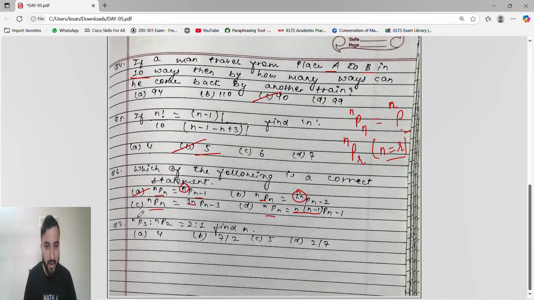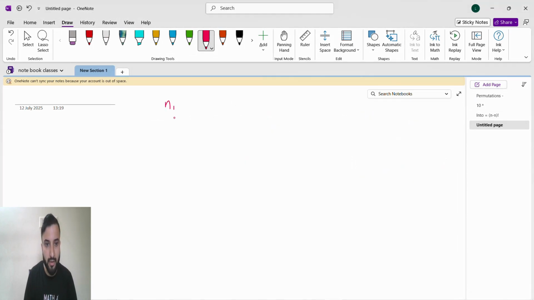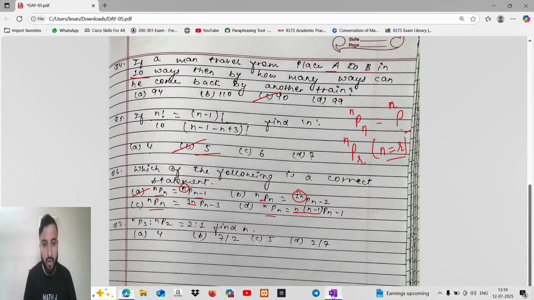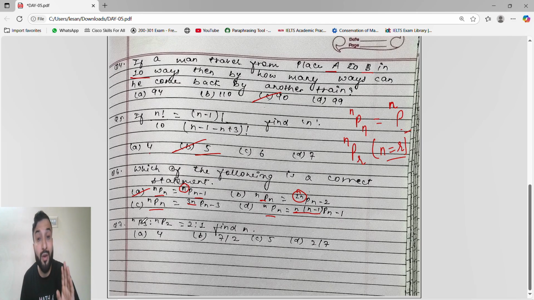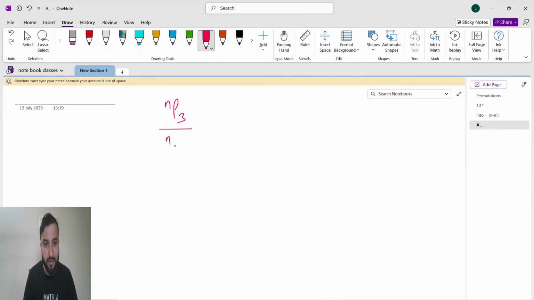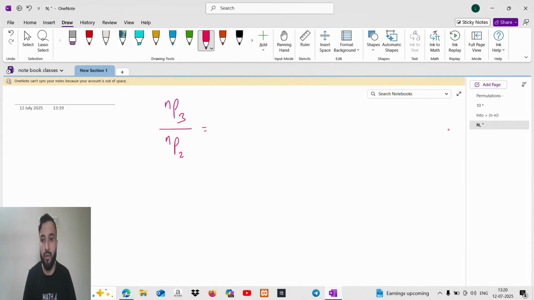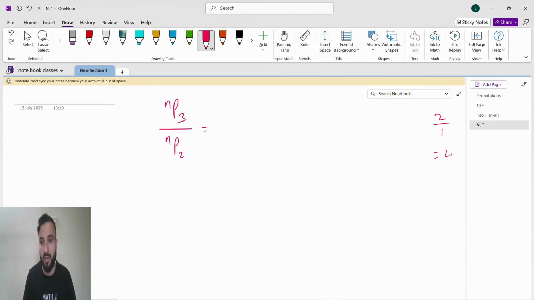Now, seventh one, nP3 divided by nP2 equals 2. What does that mean? We have to divide nP3 by nP2, which equals 2 by 1, and 2 by 1 is nothing but 2. So we will use the trial and error method, substituting values, and when you divide, you have to get 2.